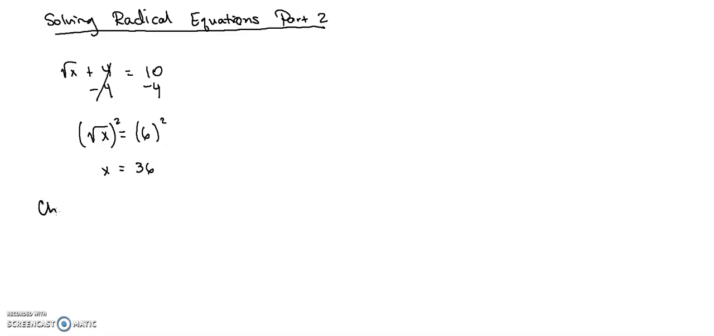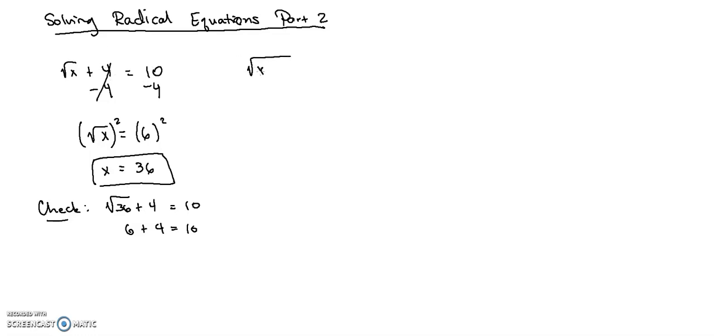And then remember, we need to check. So putting it back into the original equation, square root of 36 plus 4 is equal to 10. 6 plus 4 is equal to 10. Yep, that checks. And we can go ahead and keep that one. Okay, so we want to try to get the radical by itself whenever we can. Let's try another one. Let's say we've got square root of x plus 2, minus 1 equals 3.